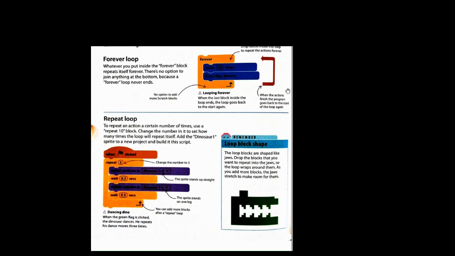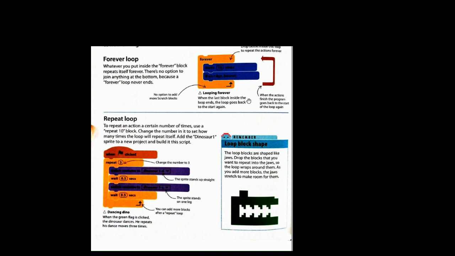Forever loop. Whatever you put inside the forever block repeats itself forever. There's no option to join anything at the bottom because a forever loop never ends. No option to add more Scratch blocks.